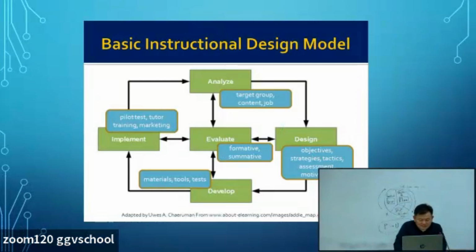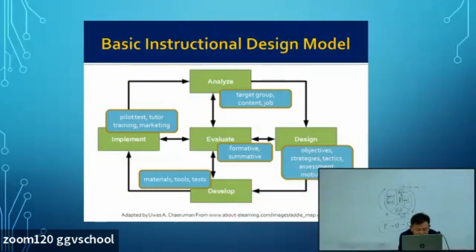Analyze, design, develop, implement, and evaluate. These five factors are circular. So the analyze part is in charge of the target group, content, or what kind of job. These areas analyze, make information, and correct data. And after analyze, the next process is design. What kind of design? Design for objectives, design for strategies, tactics, assessment, motivation. These factors are included in the design part.